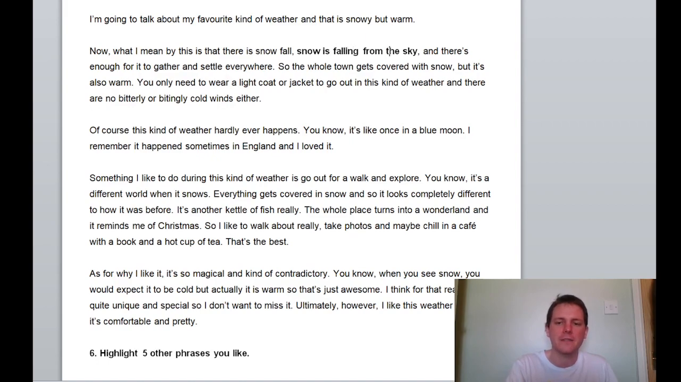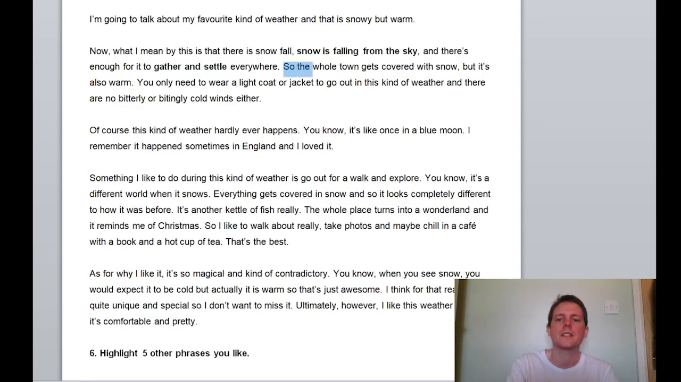So okay, we have that. And there's enough for it to gather and settle everywhere. Yeah, that's something you can use when talking about snow. It gathers, it settles. Sure.